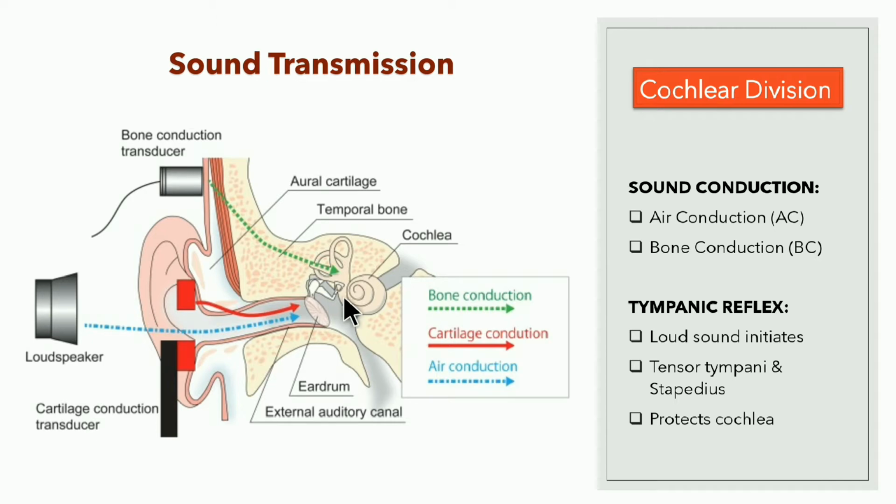So because of the opposite movement of these two muscles, the ossicular chain will become rigid. Whenever the person is exposed to very loud sound, these two muscles will contract simultaneously and make this ossicular chain absolutely rigid. So the sound is not transmitted through the ossicular chain to the cochlea, and that is how the cochlea is prevented from getting damaged by very loud sound. This is known as tympanic reflex.